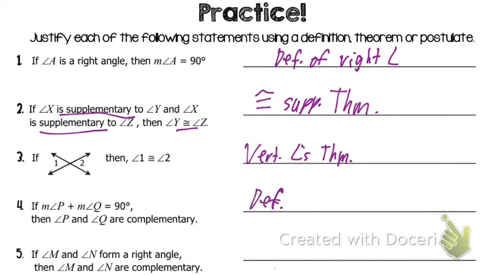Math to words, words to math, big hint for definition. Ray, what are you thinking? Not definition of congruence. Definition of congruence would say if two things have equal measure, they're congruent, or the other way around. Definition of what words do we see popping up? Complementary. Definition of complementary angles. Very good. If two angles add up to 90, they're complementary. If they're complementary, they add up to 90.